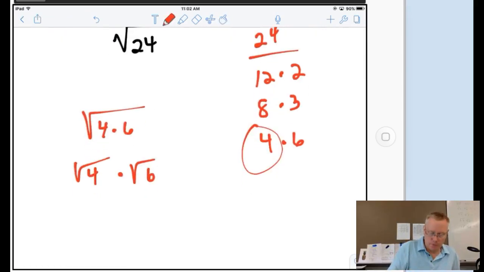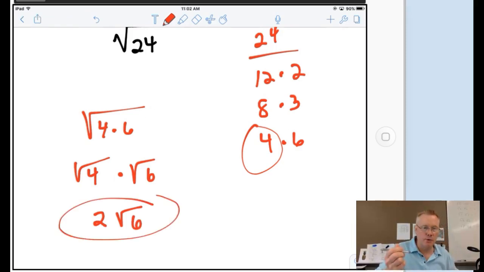And then I can take the square root of 4, which is 2, and I'll leave the square root of 6. Now, you can't break up the square root of 6 anymore, because the only thing that multiplies to 6 is 3 times 2. You don't ever want to use 6 times 1, the 1 times the number, when you're reducing radicals, because you end up right back where you started. So anyway, that's basically how you break up radicals.